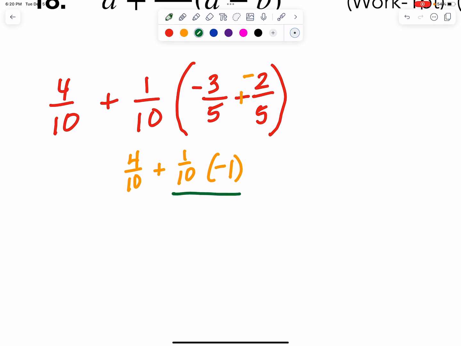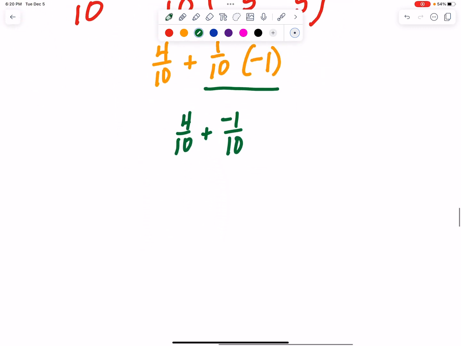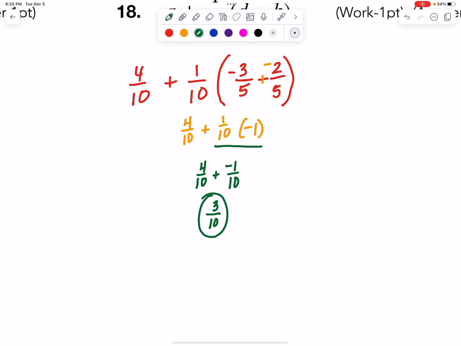If that's a little bit weird for you, realize you're just multiplying by negative 1, which is going to, anything times 1 is itself. But in this case, it's going to make it negative. So I just have a negative 1/10 now, plus 4/10. And actually it worked well that we kept the tenths, huh? So we have a different sign, subtract 4 minus 1, keep the sign of the bigger, which is positive, and we end up with 3/10, and that is as simplified as possible.